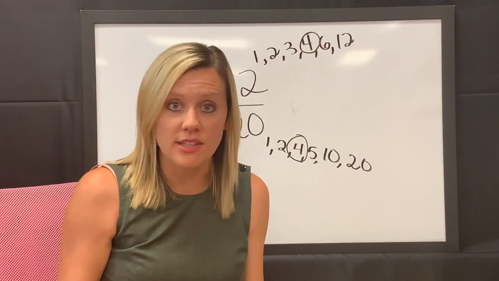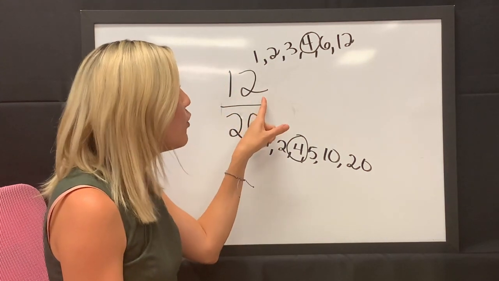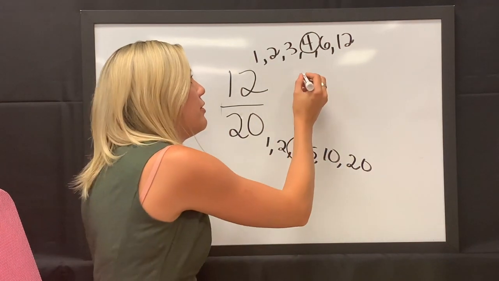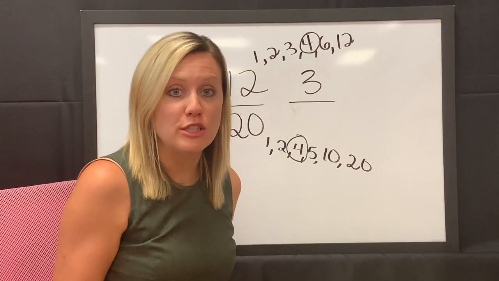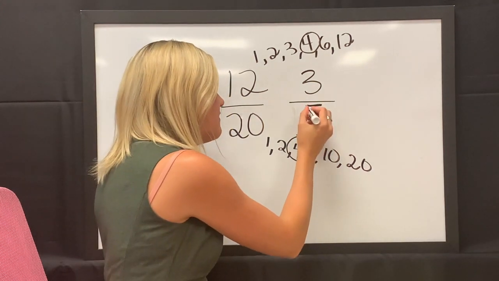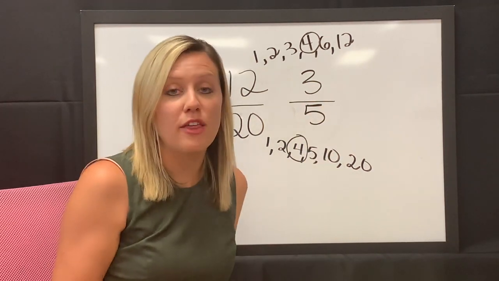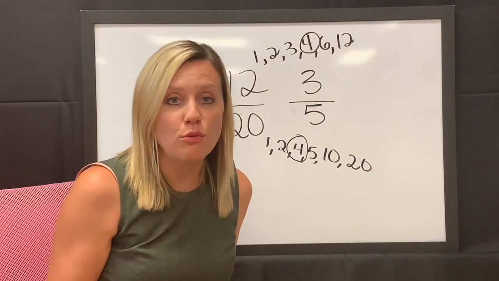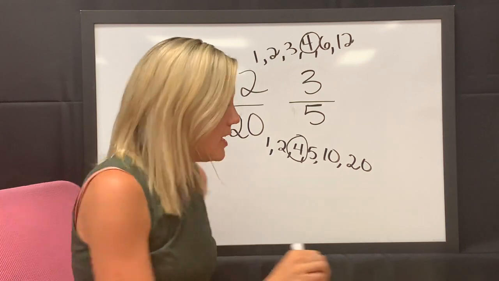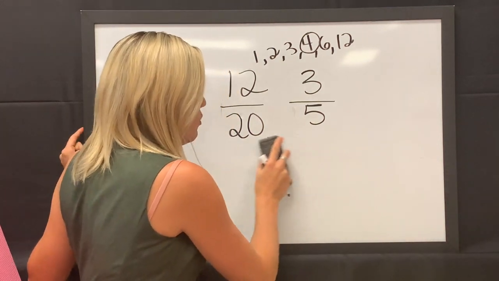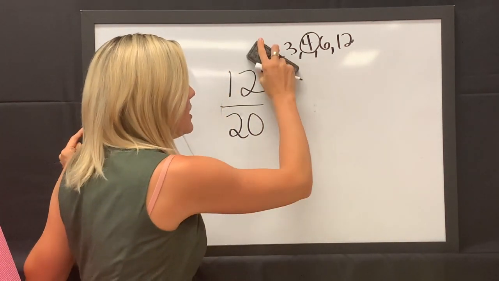Then you're going to ask yourself, how many times does 4 go into 12? 3 times. How many times does 4 go into 20? 5 times. And there you have it, 3/5. If you don't know all your facts, there's a little other trick that I like to do. Let's pretend we did not know that 4 goes into both of those numbers.